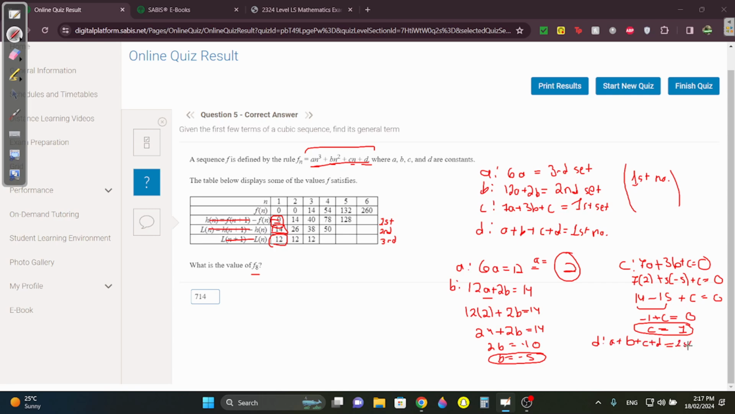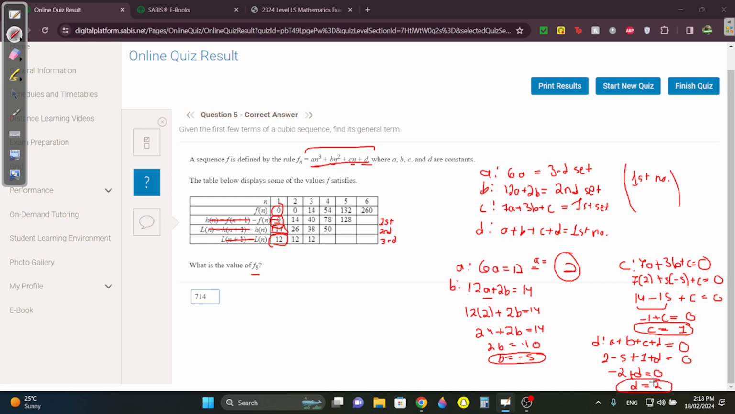D. We know a plus b plus c plus d equals the first number, which in this case is 0. A we said is 2, b is minus 5, c is 1, and d we don't know, right? Equals 0. Solve this. This is simple math. 2 minus 5 plus 1 is minus 2, plus d equals 0. You get d equals 2.